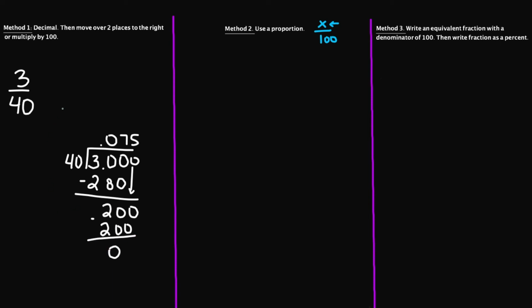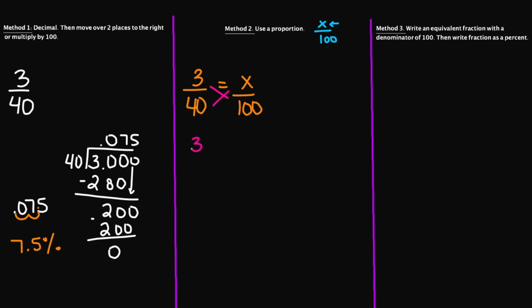So as a decimal, we have 0.075. And if I move 2 places to the right, this is going to be 7.5%. Let's do a proportion. 3 over 40 equals x over 100. We're going to cross multiply.